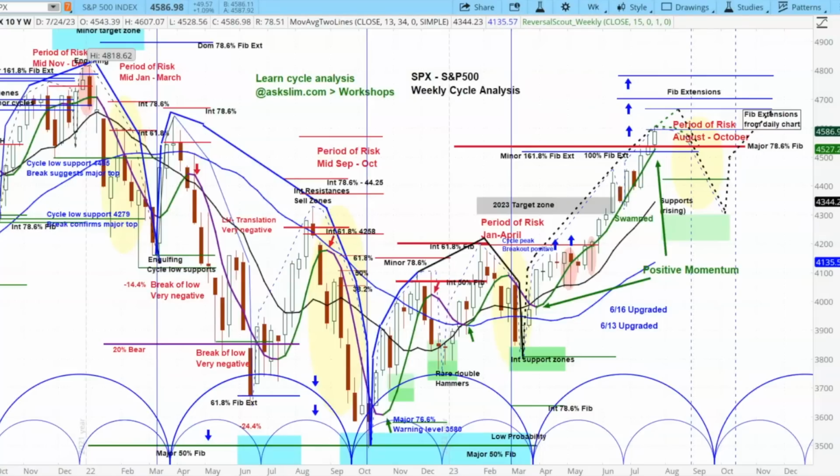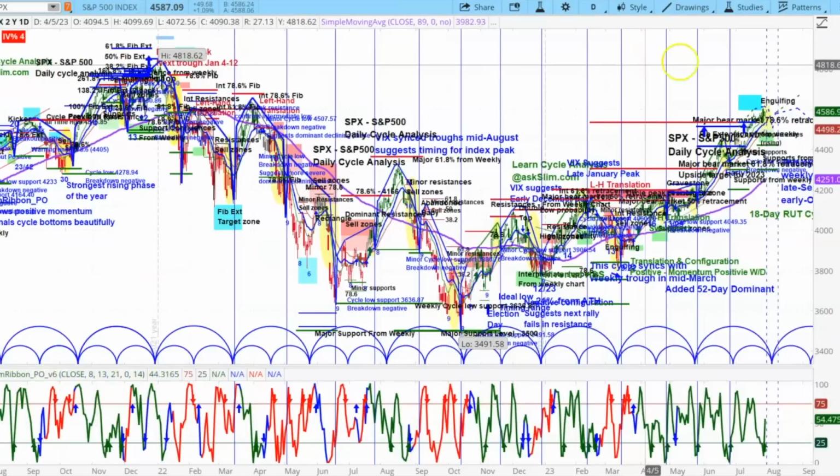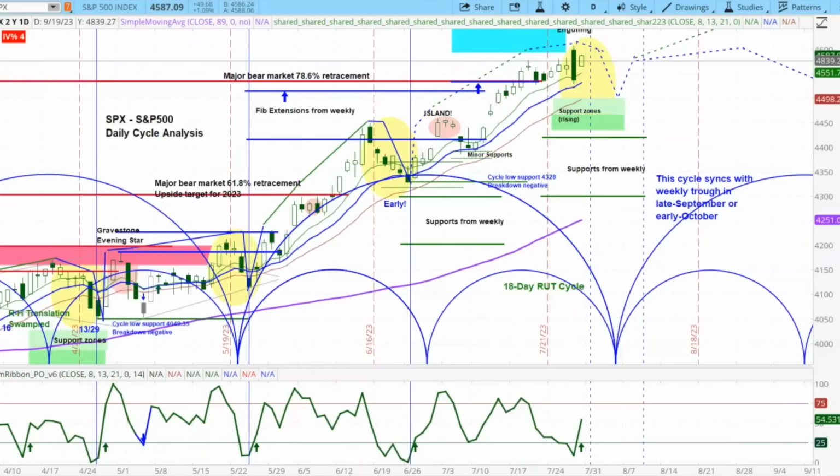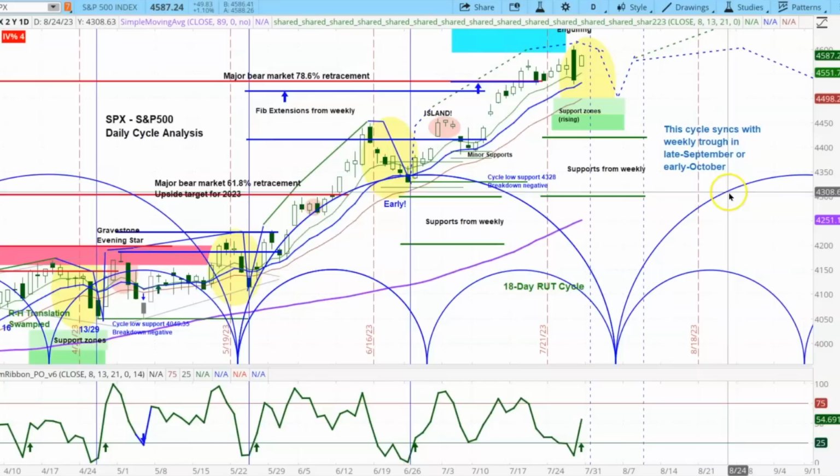Let's take a look now as we switch over to the daily charts. And I'm going to look at the daily chart right in here. So what I'm pointing at right here is this harmonic cycle, and these cycles here. These point to troughs that come late September, early October.